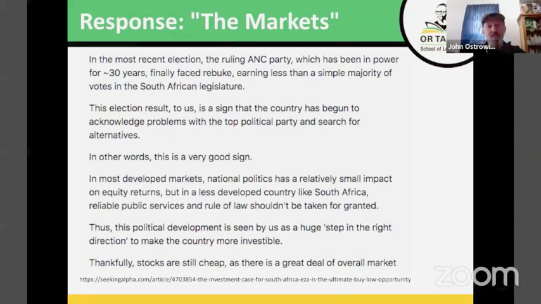The election result is, to us, meaning the markets, a sign the country's begun to acknowledge problems with the top political party. I wonder what they mean by those problems. In other words, this is a very good sign. So they're saying that it's good that the ANC has lost power. And then they carry on.